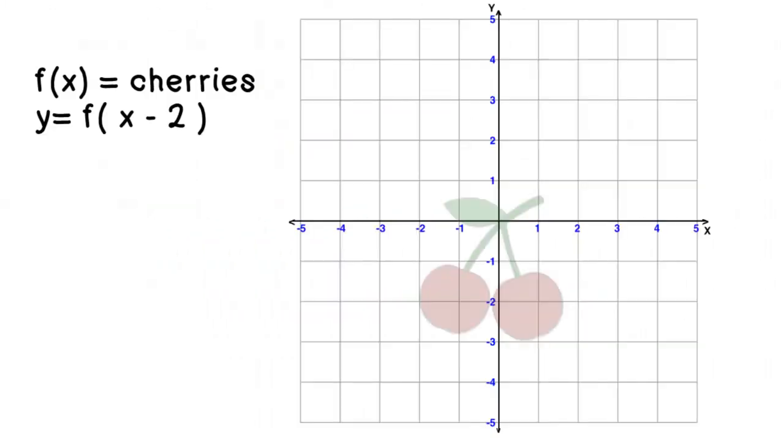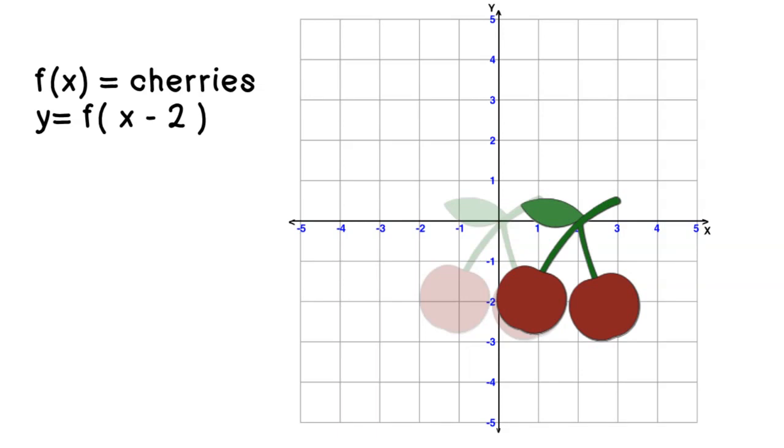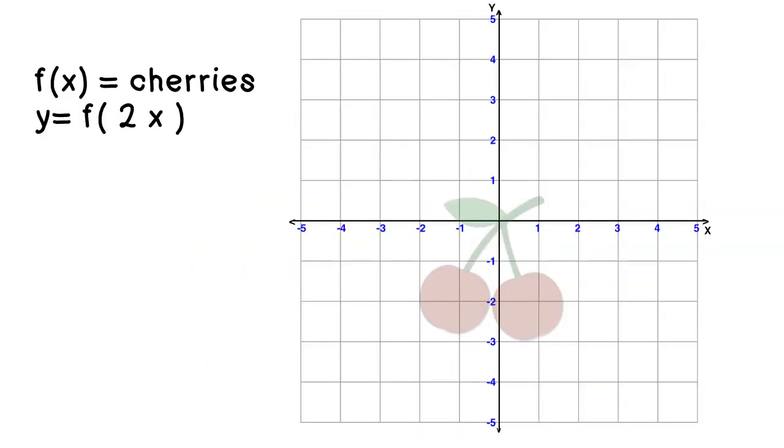So here you see we subtracted 2 before the function is applied, and so it moves to the right 2 because it's moving horizontally and backwards to what we would think. And here, when we multiply by 2, we're going to squish it to half the width because everything applies in reverse. So multiplying by 2 makes it horizontally squished to half the size.